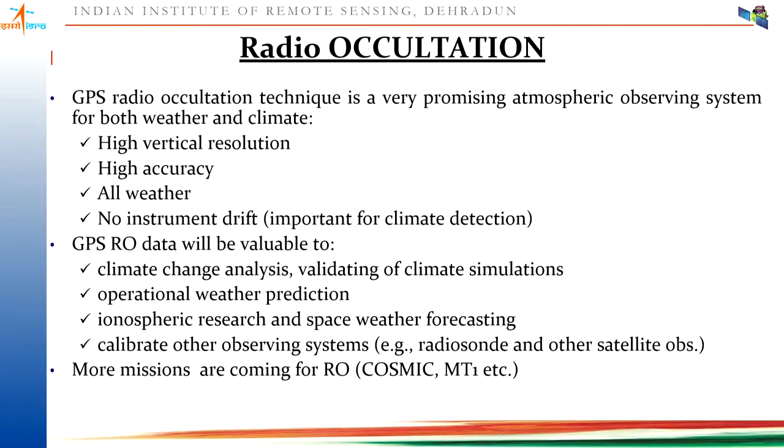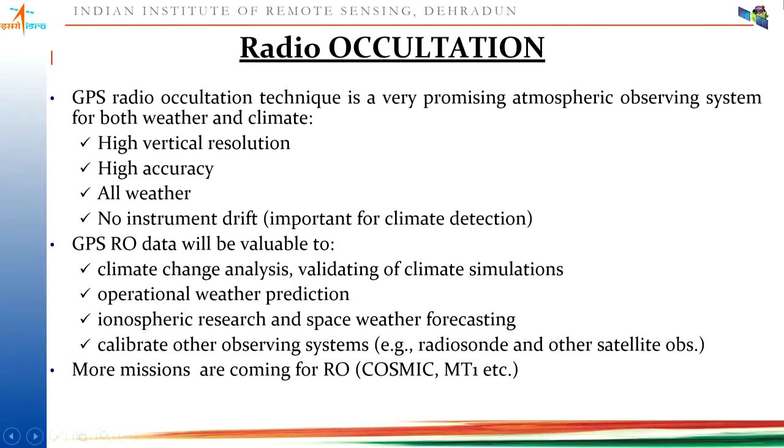So if we want more observations over the Indian region, we can design such an orbit and get more and more soundings. And if we want all over the globe, then we can go for a sun synchronous kind of orbit, and then we can get global measurements.